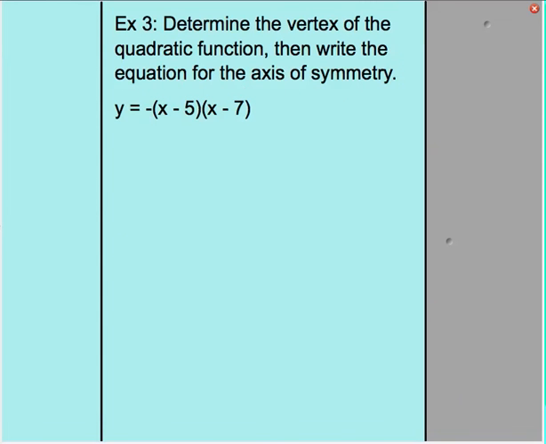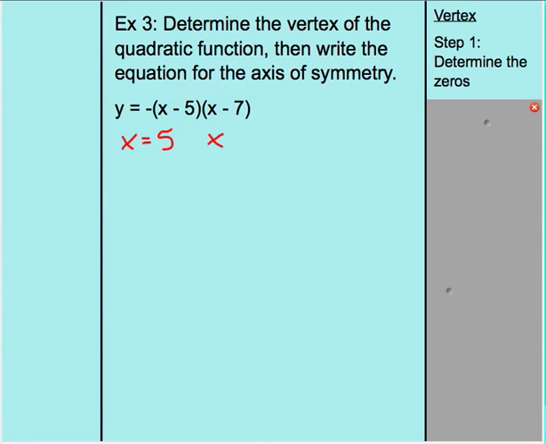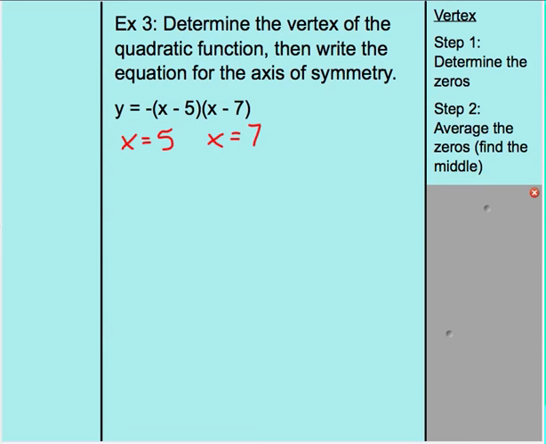All right, same process. Find your zeros. So let's do the shortcut on this one. Looking at the first set of parentheses, if we added 5 to both sides. Second set of parentheses, if we added 7, those are our two zeros. Average them, find the middle for the x value of our vertex. 5 plus 7 are our two zeros. 5 plus 7 is 12. Divided by 2 is 6.